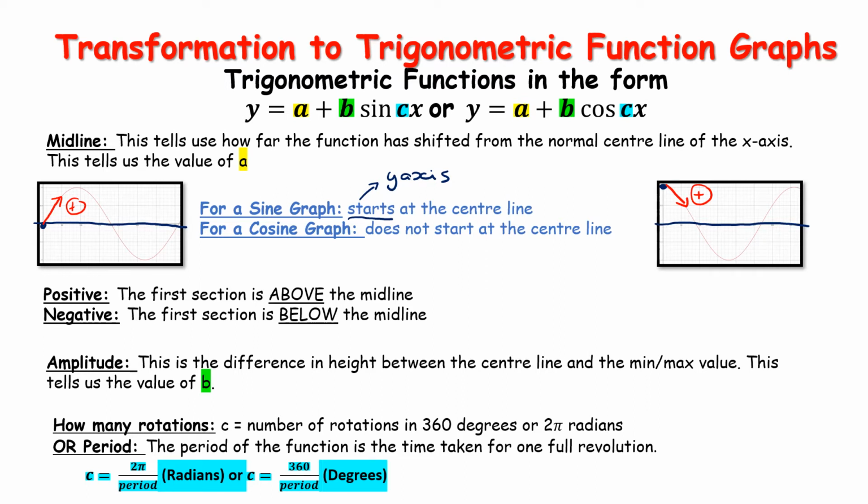Now the problem is that number may not be a whole number, so we may have to work it out. So this little formula is really, really important, and that is that C is equal to 2 pi or 360, depending on what you're working with, divided by the period. And the period is how long it takes to do a full revolution. So it depends on the question which way we'll approach to get our C. So really be very clear on what period means.